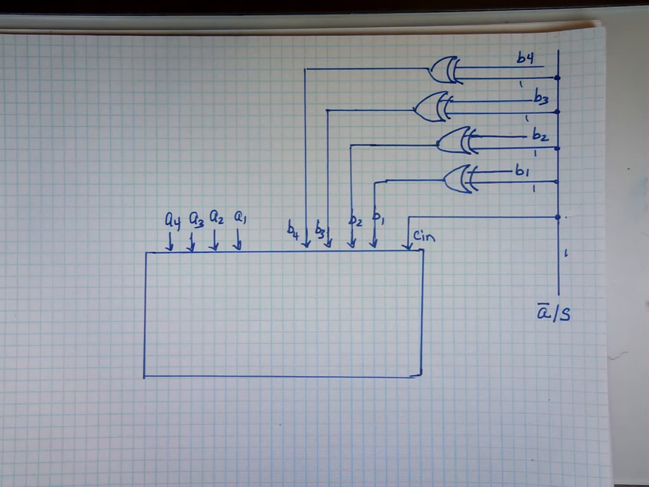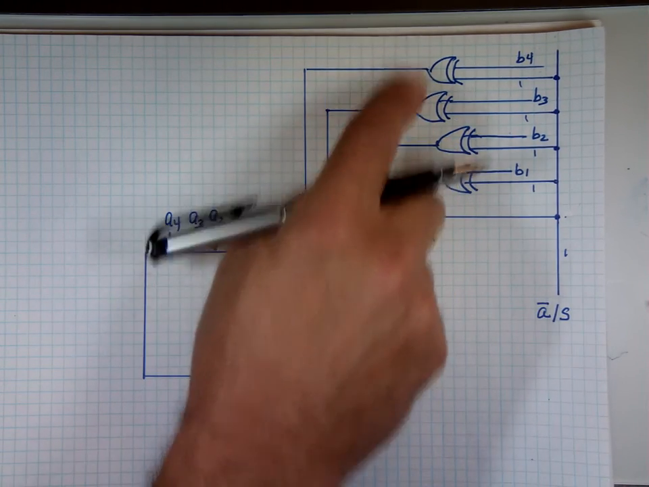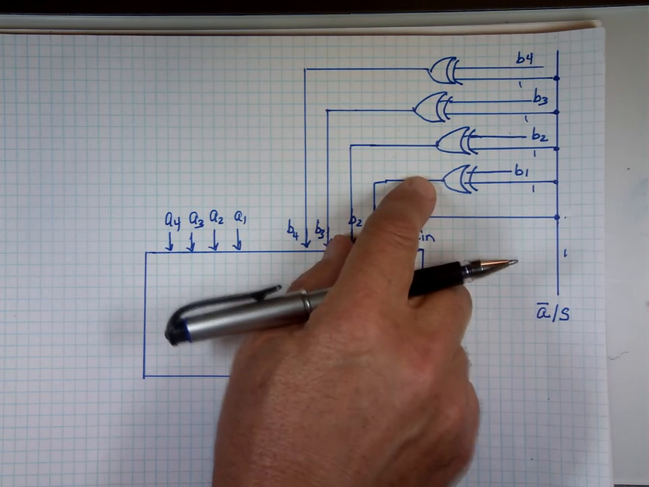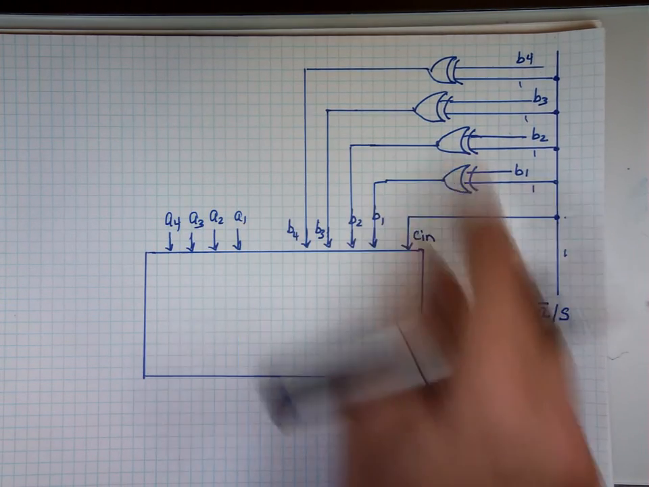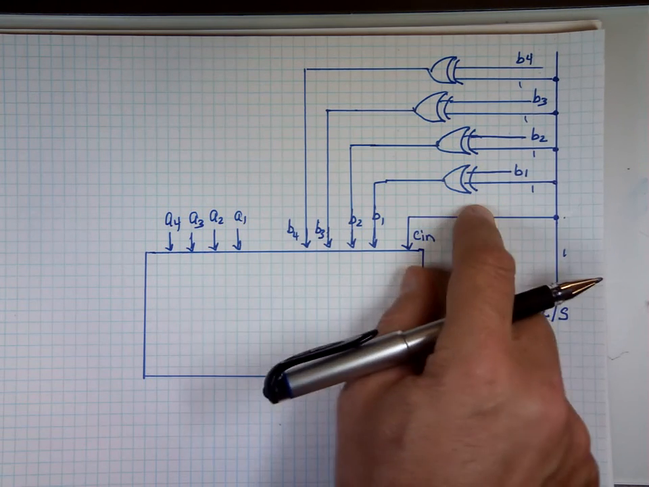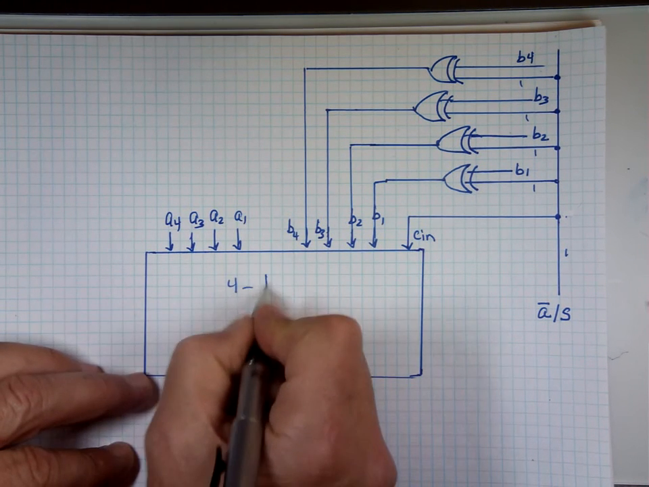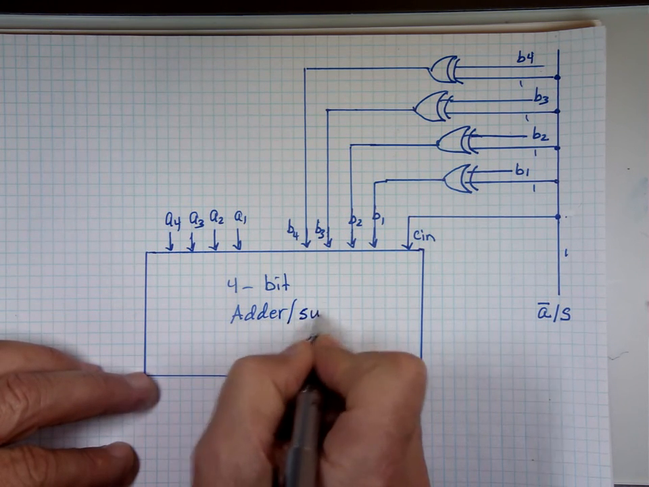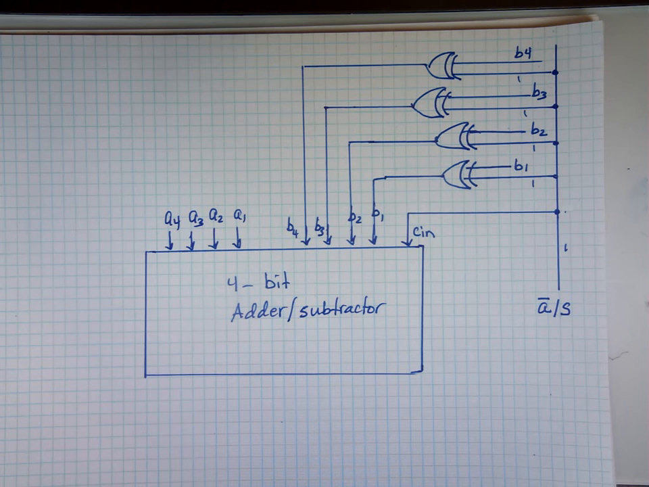When you put a value of 0 here, these values will be B1, B2, B3, B4, straight addition. When you put a 1 here, this will be B1 not, B2 not, B3 not, B4 not, and this will add the 1 to it. That's the 1's complement, and this is adding the 1 to get the 2's complement, and now we can subtract them by doing addition, doing the 2's complement. So now that's a 4-bit adder/subtractor, by using the 4-bit adder and a little manipulation with that circuit.